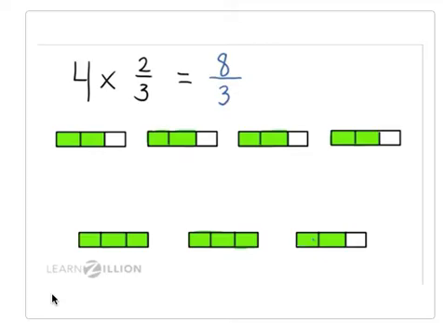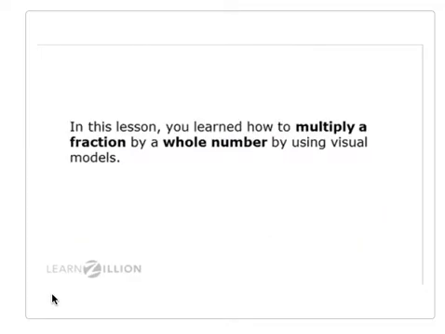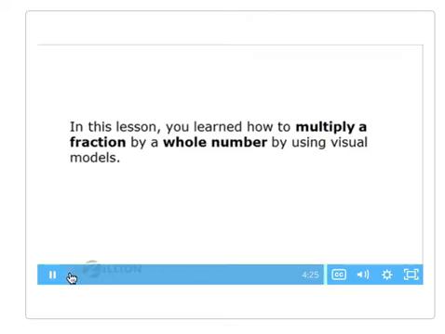This model shows us 8/3, but we can also write it a different way as a mixed number. We have 1 whole here, 1 whole here, and 2/3 left of the last whole. So we could write 2 and 2/3. And that would still be the same thing up here, 2 2/3. In this lesson, you learned how to multiply a fraction by a whole number by using visual models.